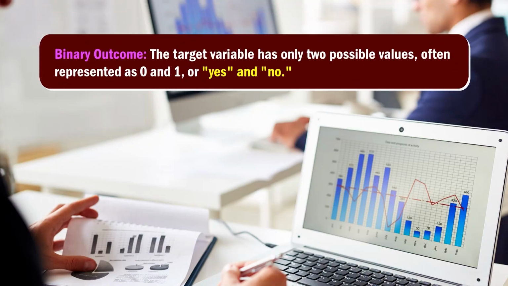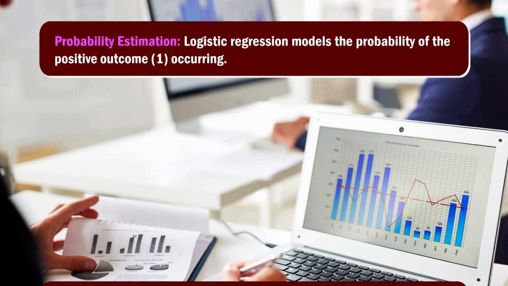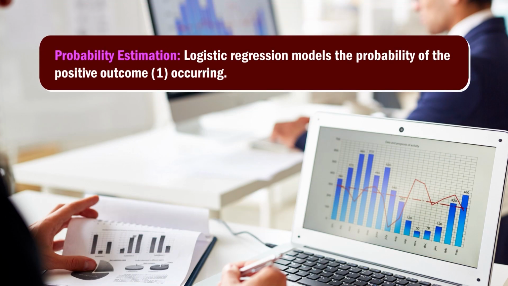Let us discuss the key characteristics of logistic regression. Binary outcome means the target variable has only two possible values, which are often represented as 0 and 1, or we can say yes or no. The logistic regression model gives us the probability of the positive outcome, that is, 1, the occurrence of the positive outcome.